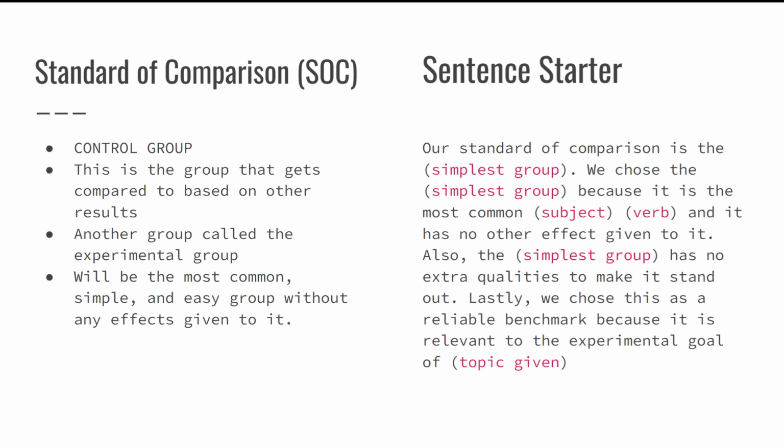Reliable benchmark is a very important word to use because that's referring to it as the control group. So we want to use this as our standard of comparison and control group. So we're going to say reliable benchmark because it is relevant to the experimental goal of... So that's going to go back to our entire point of doing this experiment. We're going to go back and remember that we had the topic of aviation and aerodynamics. So that last word is going to be aviation.